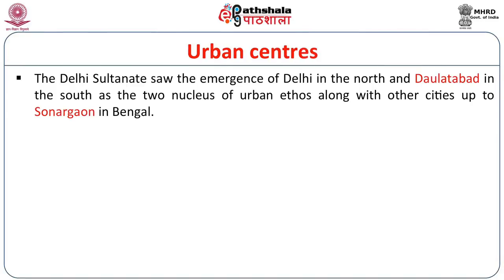So again, from this incident of Lahore, we can understand that urban centers would go up and down in their cultural fates during this time, depending on the amount of trade and commerce happening in the area. The Delhi Sultanate saw the emergence of Delhi in the north and Daulatabad in the south as two nuclei of urban ethos with very different regional characters, along with another urban center, Sonargaon in Bengal.